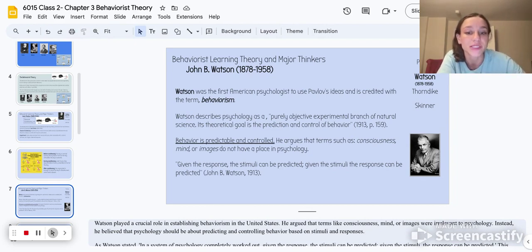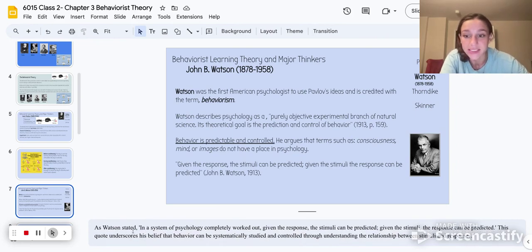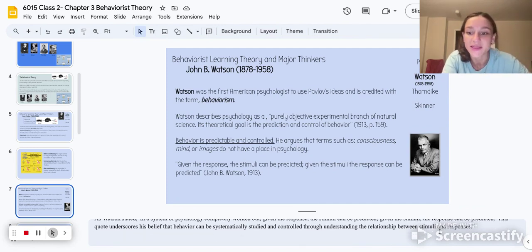He argued terms like consciousness, mind, or images were irrelevant to psychology. Rather, he believed that psychology should be more about predicting and controlling behavior based on the stimuli and the responses. As he stated, in a system of psychology completely worked out, given the response, the stimuli can be predicted. Given the stimuli, the response can be predicted. This quote underscores his belief that behavior can be systematically studied and controlled through understanding the relationship between stimuli and responses.